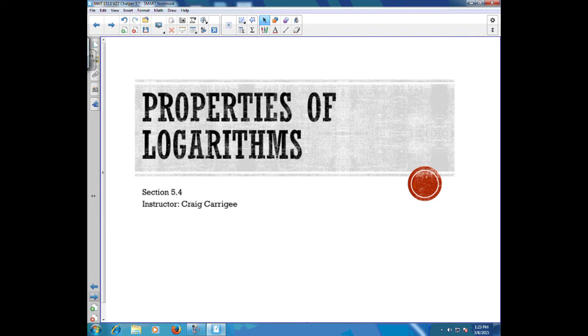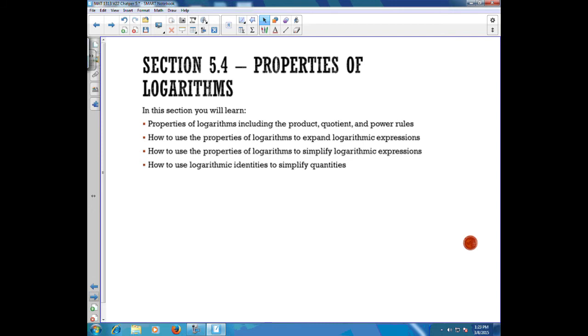So today we're going to talk about properties of logarithms. In this section, we're going to talk about the properties of logarithms, including the product, quotient, and power rules. We're going to talk about how to use the properties of logarithms to expand logarithmic expressions and how to use them to simplify expressions, and then how to use identities to simplify expressions or simplify logarithmic forms.